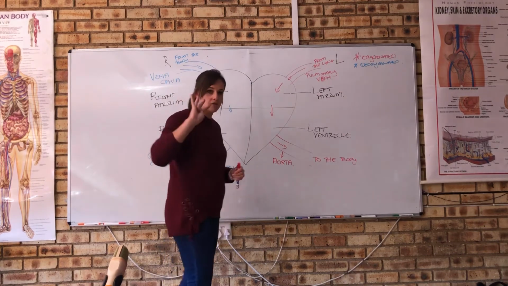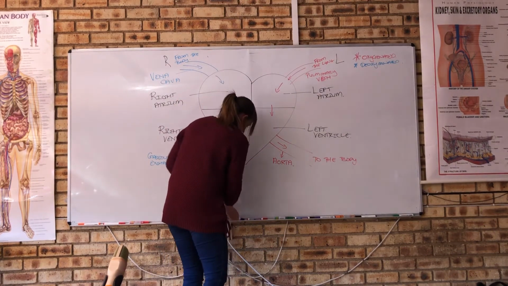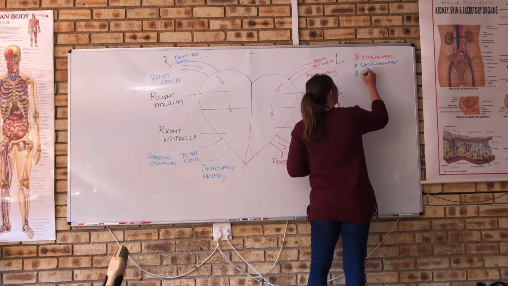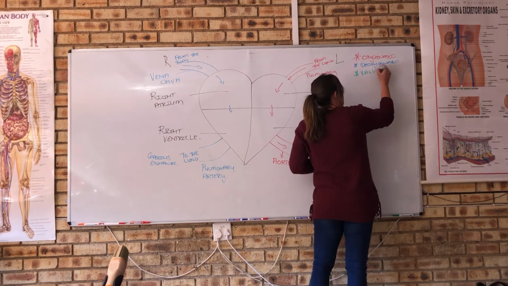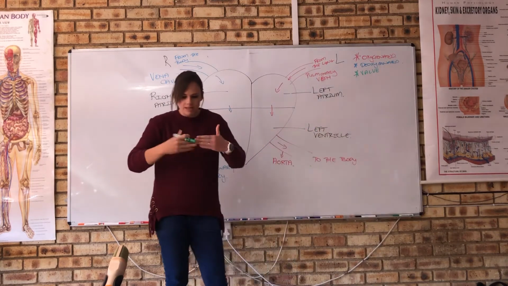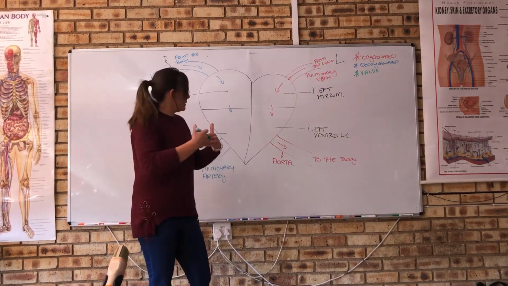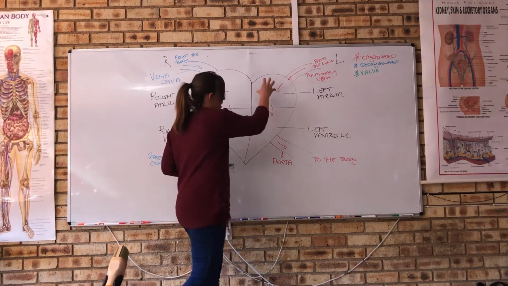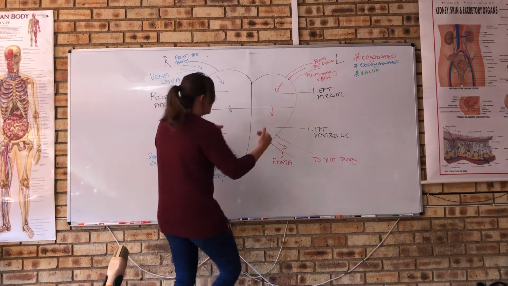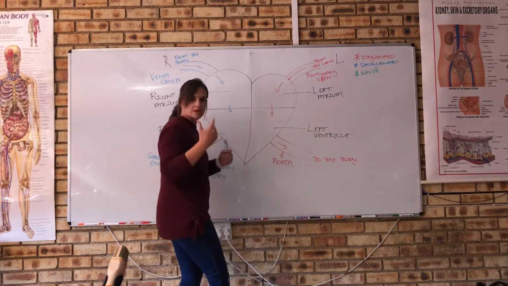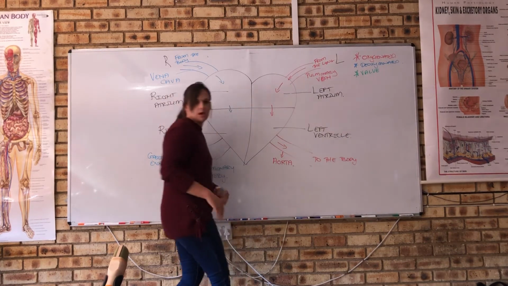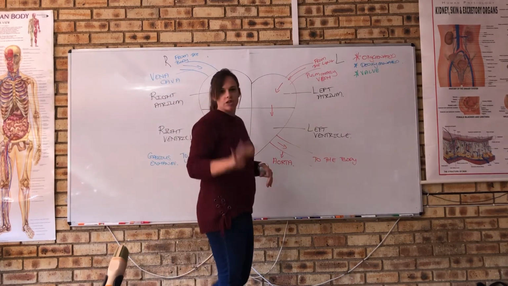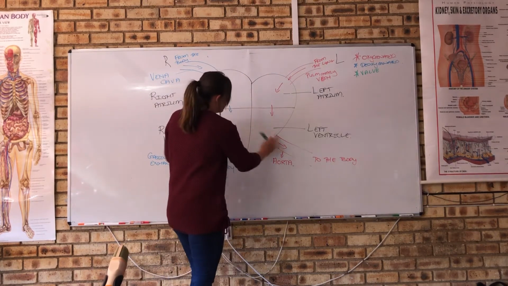We now have 4 valves. I'm going to do the valves in green. What are valves quickly? Valves almost act like a trapdoor, and they allow blood to flow in one direction. So it keeps the blood moving from one chamber to the next. We don't want blood going in the opposite direction. So we keep blood going in the same direction, so it prevents backflow of blood and keeps blood moving in one direction.